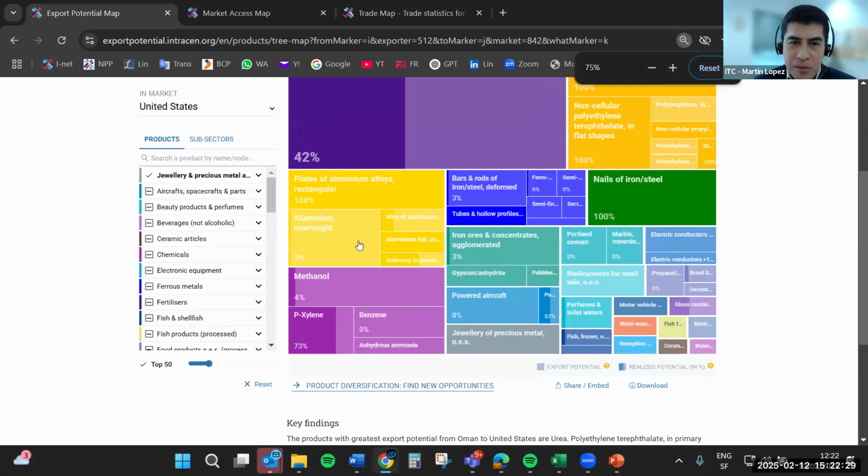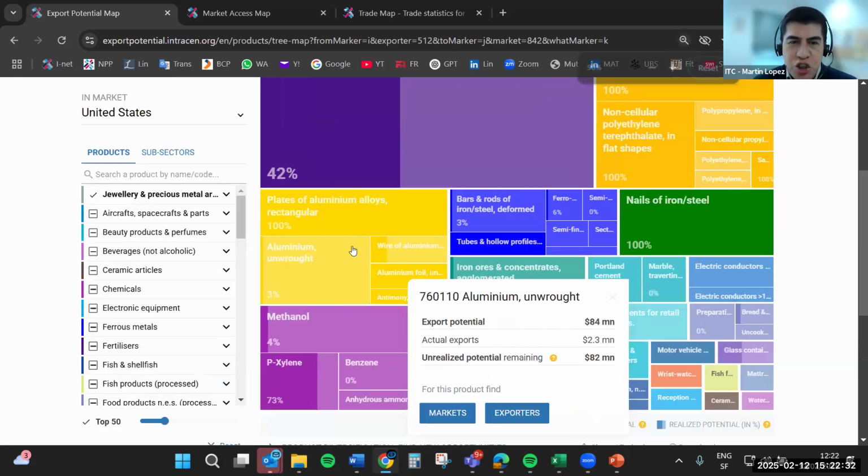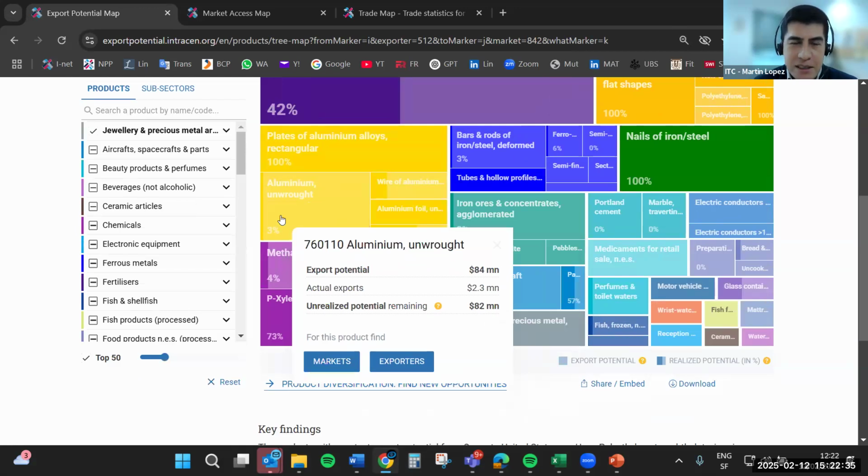Let's look at this product, aluminum and wrought aluminum, which says 3%. What does this 3% mean? This means that from the potential existing market for aluminum in the United States, Oman is just exploiting 3% of its specific export potential. This means that there is still 97% of room to grow exports of aluminum and wrought aluminum from Oman to the United States.